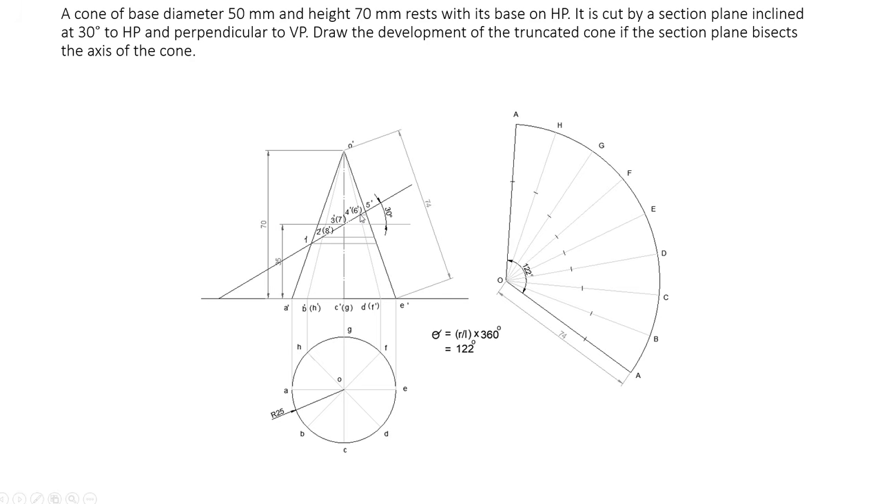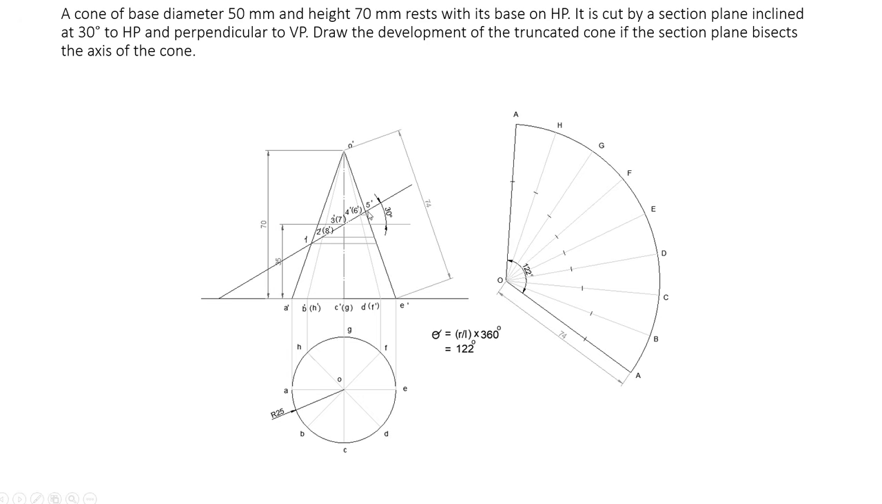Next, 4 and 6. Corresponding to 4 and 6, the true length you are getting here is this distance. 4 and 6 are on the lines OD and OF. So this distance from the apex, 4 and 6 projected here, you can get that distance here. That distance you measure using a divider, and mark on D and F.